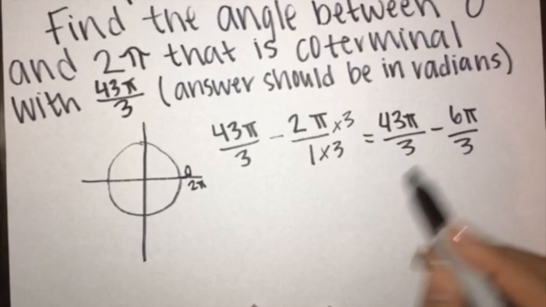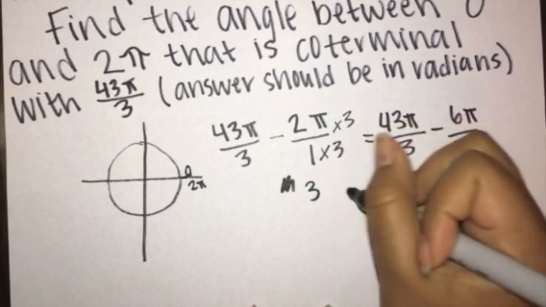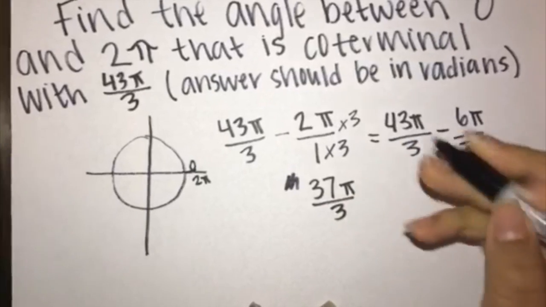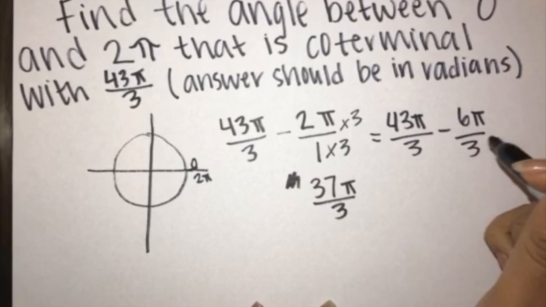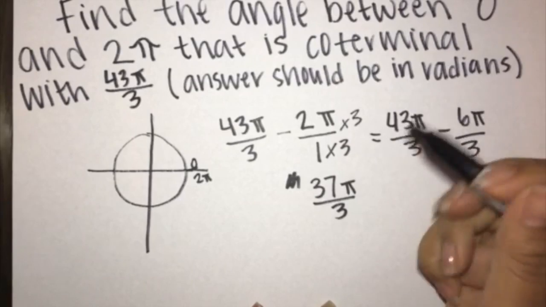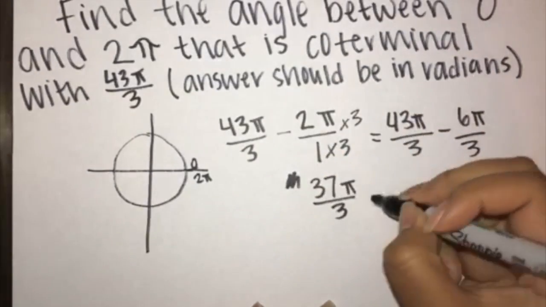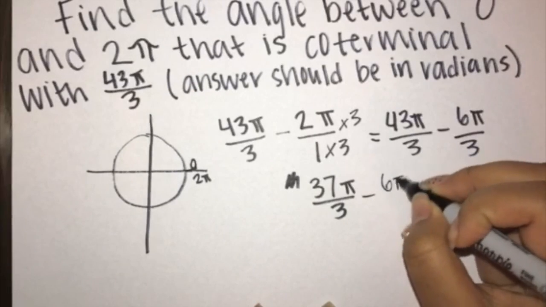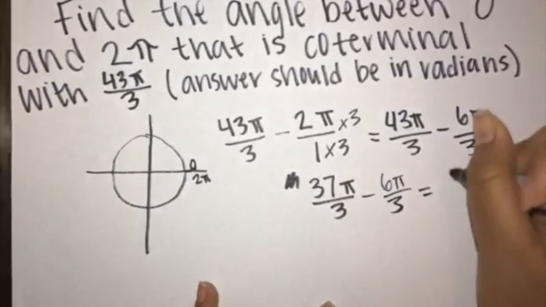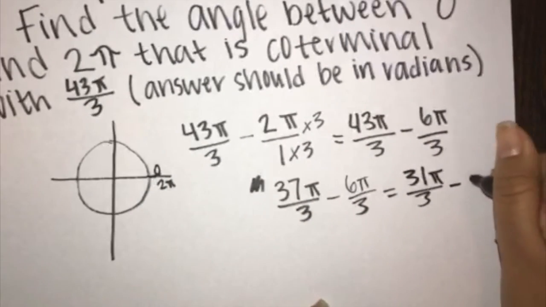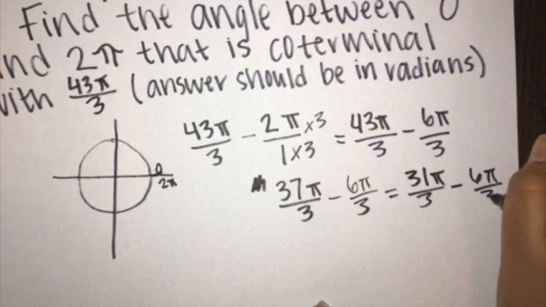So we would do 43 minus 6, 37 pi over 3. So we would kind of just keep subtracting until we got to a radian that looks like it would fit in between the parameters of 0 and 2 pi. So minus 6 pi over 3, this gives us 31 pi over 3 minus 6 pi over 3.